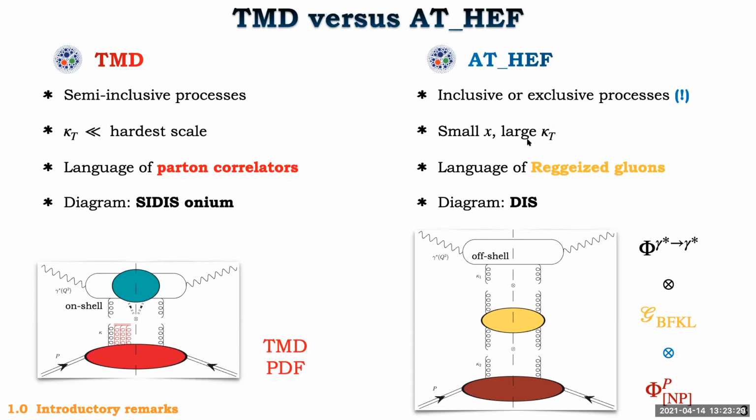Okay, so my next question is, usually exclusive processes in the collinear framework depend on GPDs and not on TMDs.